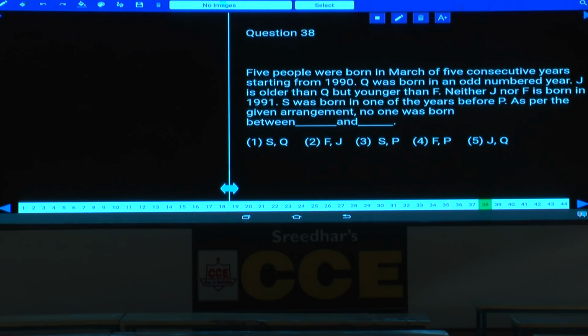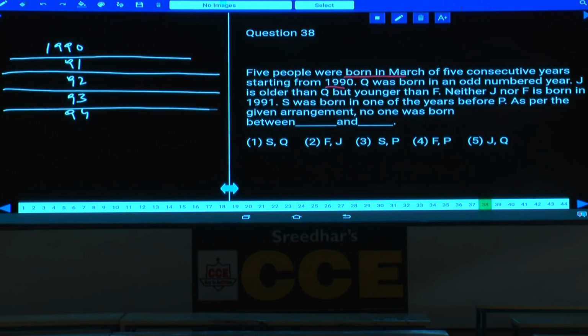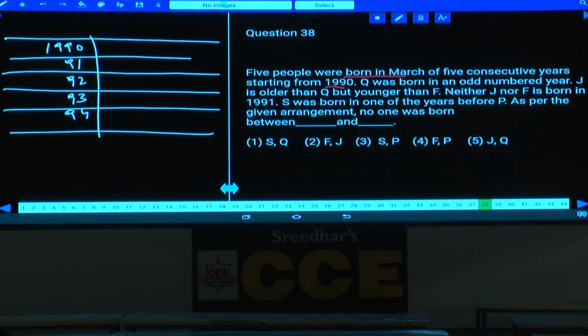Now question number 38. In this one, 5 people were born in March of 5 consecutive years starting from 1990. These are the 5 consecutive years: 1990, 91, 92, 93 and 94. Then Q was born in an odd number year. As Q was born in an odd number year, Q can be either in 91 or 93. There are only 2 possibilities for this Q.